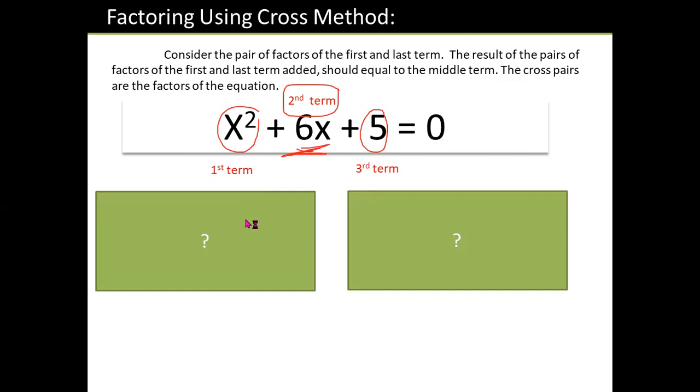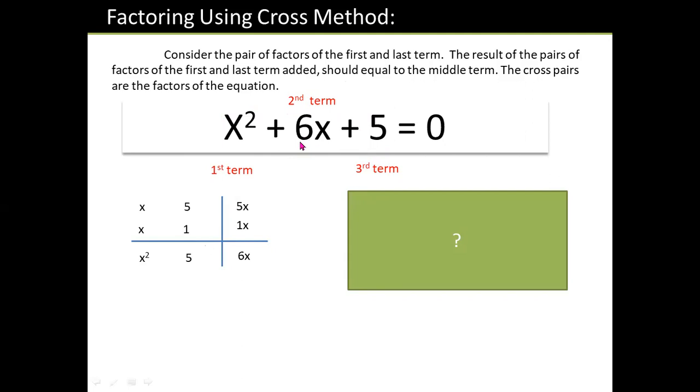Now, how is it done? Consider this example: x squared plus 6x plus 5. How is the cross method done? Take a look. We factor out the first term. So here, the factors of x squared are x and x. The factors of the third term are 5 and 1. Now take note, we have here positive and positive, so all are positive.